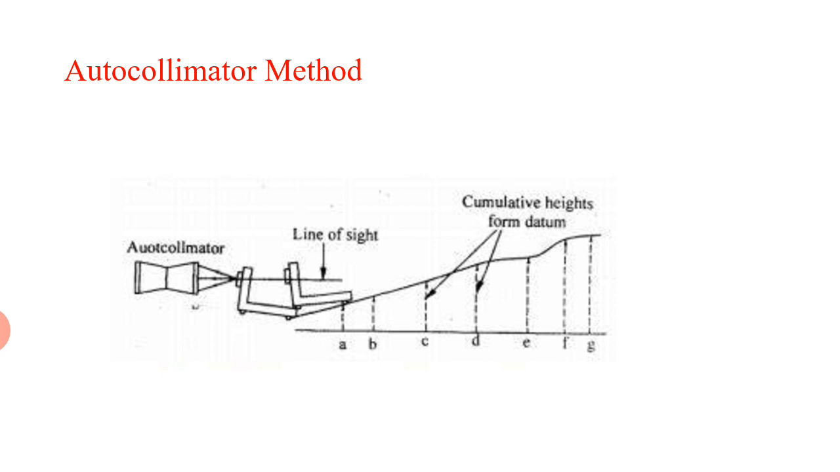The next method is either the spirit level method or the autocollimator method. Now we will discuss the spirit level method. The spirit level method is the most convenient method of testing straightness of a surface of any length to a high degree of accuracy.